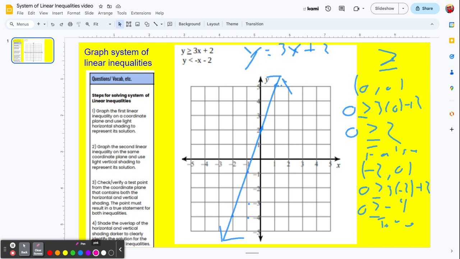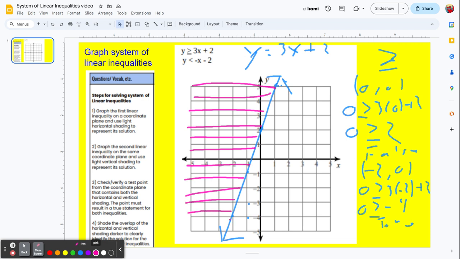So now we're going to shade to the true side, which is to the left of the line. Let's just do a light shading. I'm just going to do everything in horizontal markings for this one. All right, so now we're going to do the other inequality.